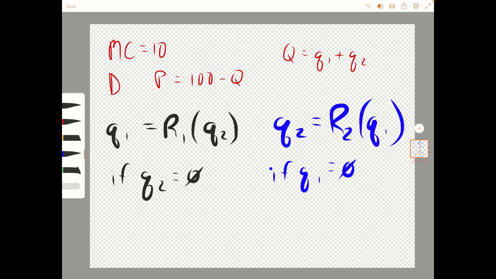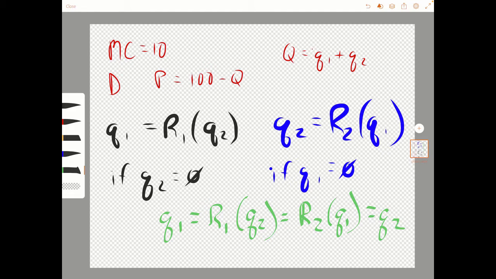We know based on the graph we just looked at that the reaction functions would be equal to each other. So all we have to do is set these two reaction functions equal to each other and solve the equation. So that would mean Q1, which is equal to the reaction function based on what you produce, is equal to your reaction function, as a function of what I produce, and that equals Q2. So we're going to set this thing equal to each other and solve to find the equilibrium.